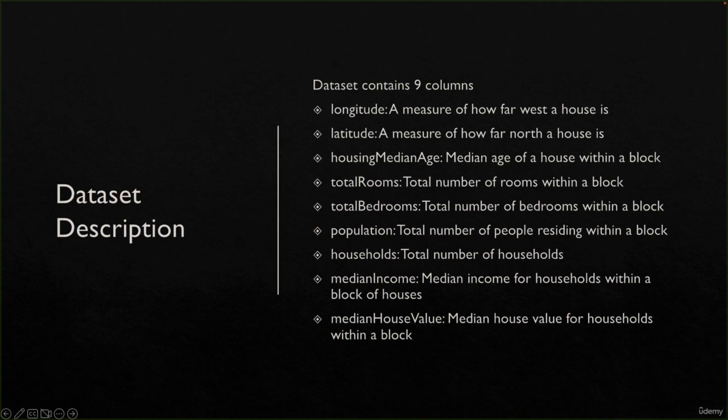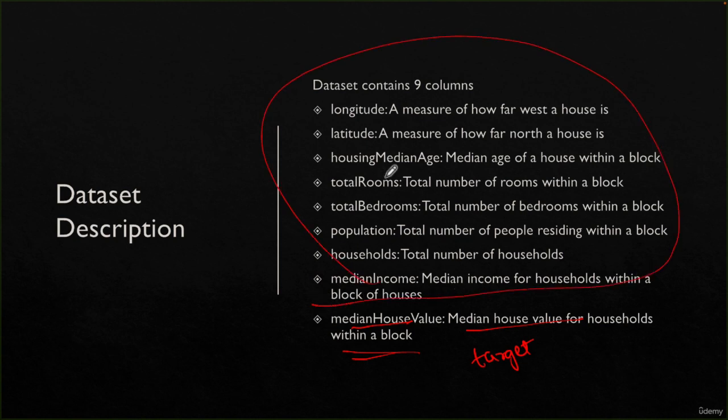Now here, the last column, that is median house value, actually represents the median house value for households within a specific block. This is my target variable. The remaining columns that you have got in this data set are my features, which are my independent variables.